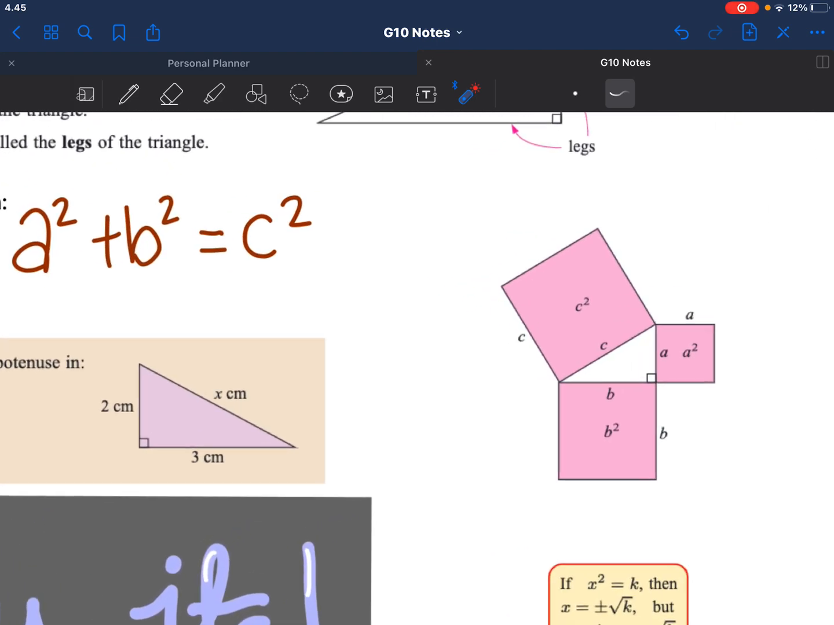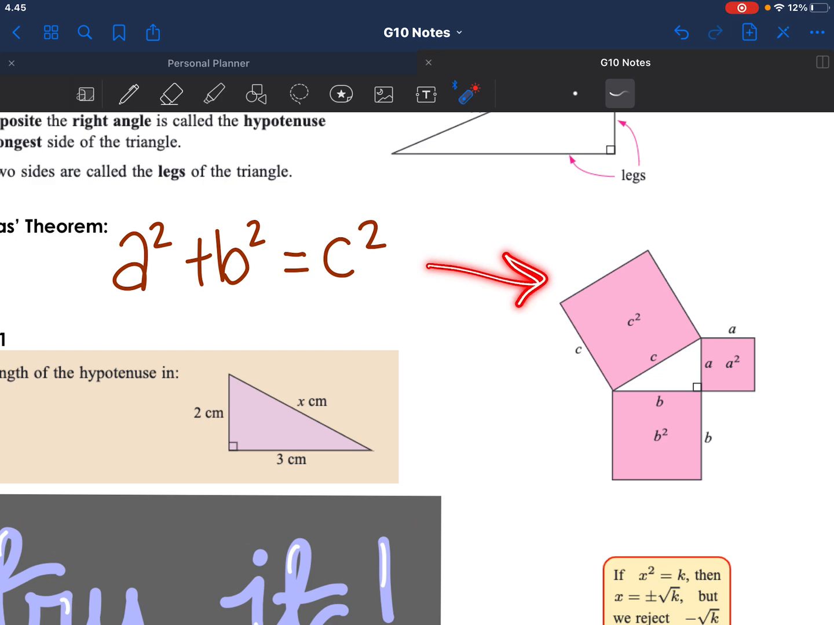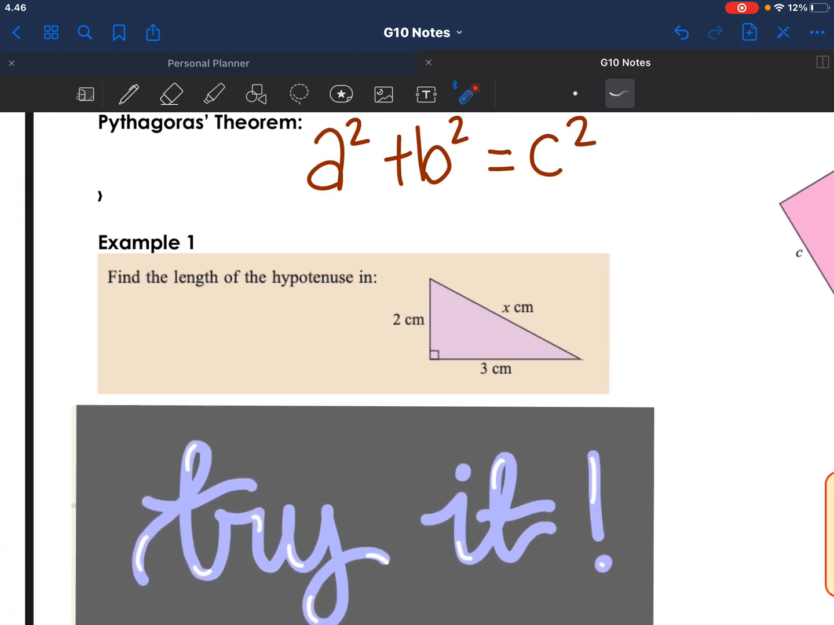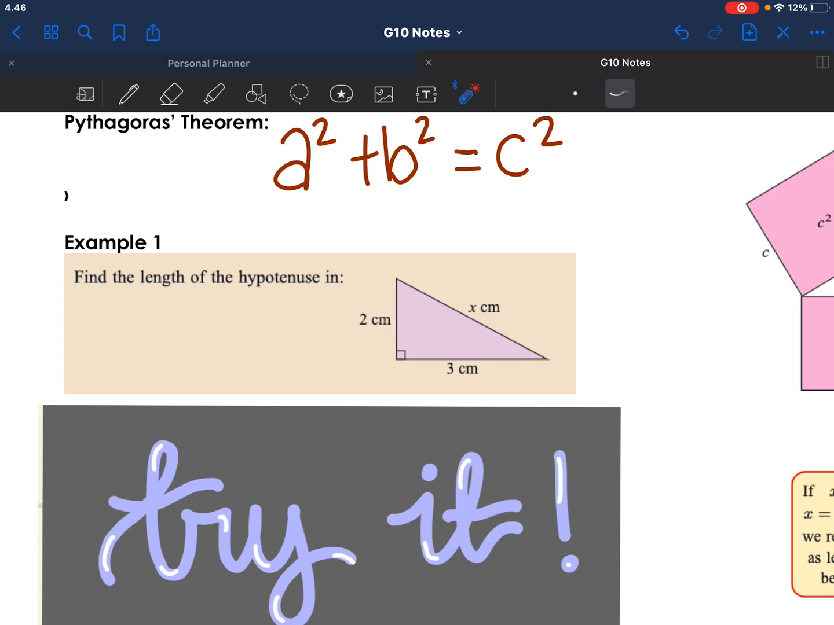And I've talked about this as well. This is the visual proof that this theorem is true, is that you can represent them with squares, right? So the area of this plus the area of this is equal to the area of the hypotenuse squared. Okay, yeah, and then the sides of these squares are the legs and the hypotenuse. All right, really quickly, go ahead and calculate the hypotenuse of this right triangle here.